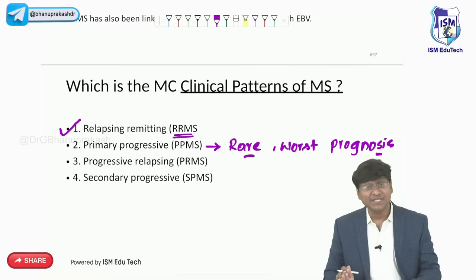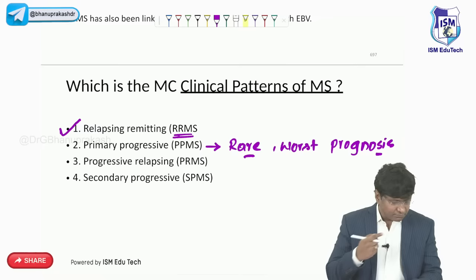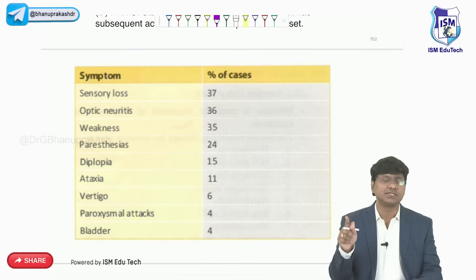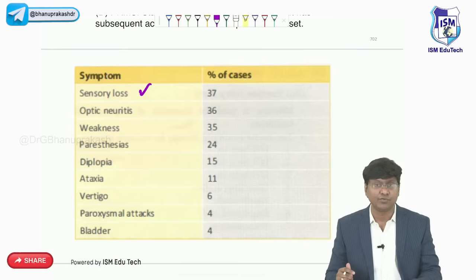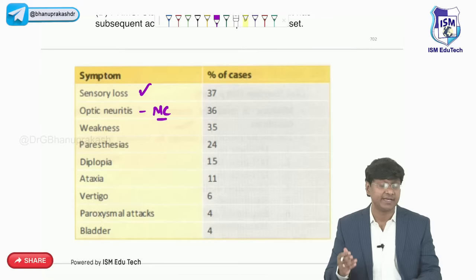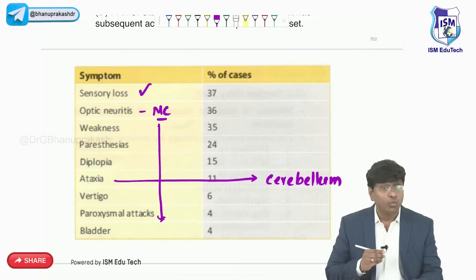And in case of multiple sclerosis, what will be the clinical symptomatology? The most common symptom will be sensory loss, in the form of paresthesias. And what is the most common cranial nerve affected? That will be the optic nerve, optic neuritis, because of which the individual can have visual loss, blindness, color blindness. The other features will be weakness, paresthesias, diplopia, ataxia. Ataxia is mainly due to demyelination of the cerebellum. Vertigo, paroxysmal attacks, and there can even be bladder involvement.